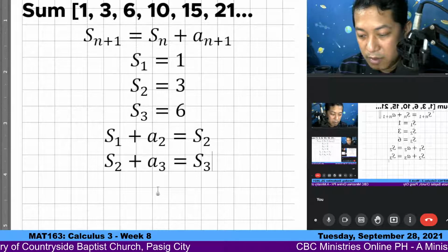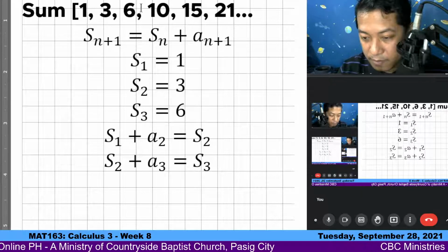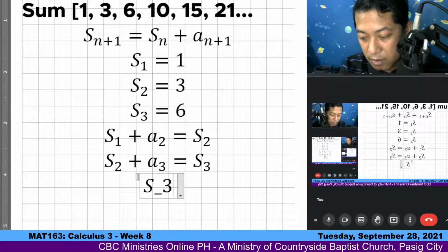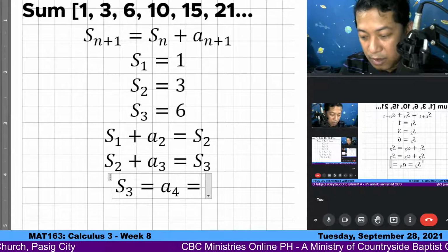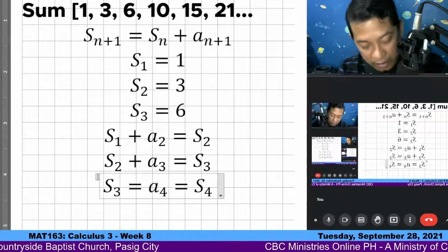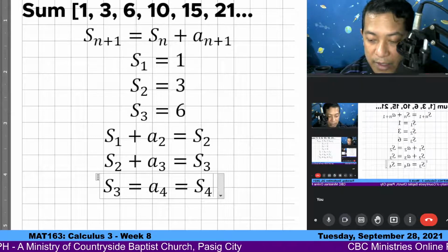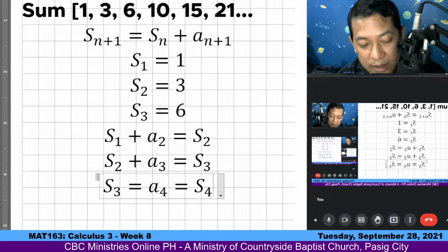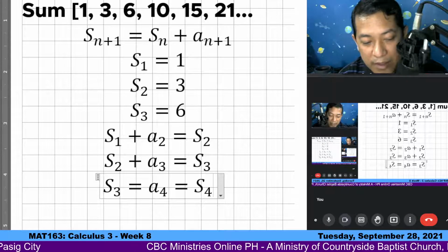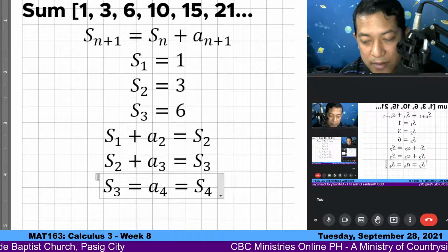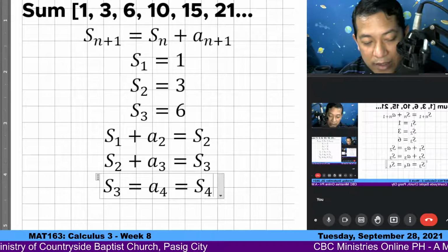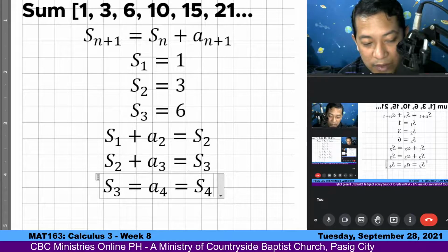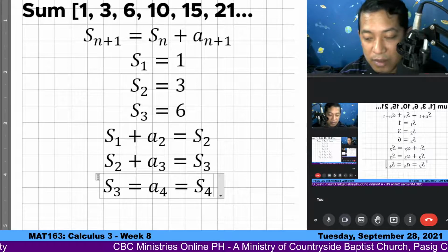Okay? So here, again, S sub 3 plus A sub 4 equals S sub 4. Right? So from here, we could have a generalization, and perhaps we may reflect the sum into simpler form when dealing with the nth term. When we are dealing with nth term, we could always reflect. So yun yung makikita natin doon.